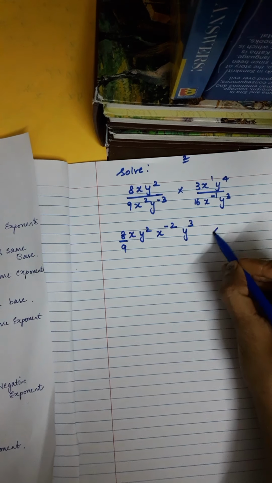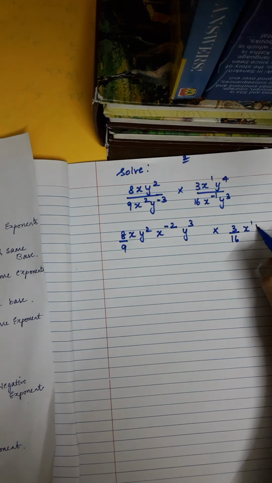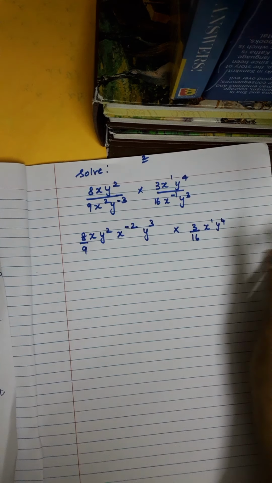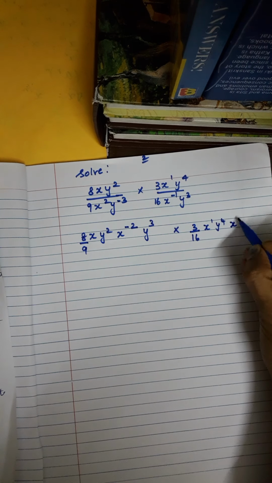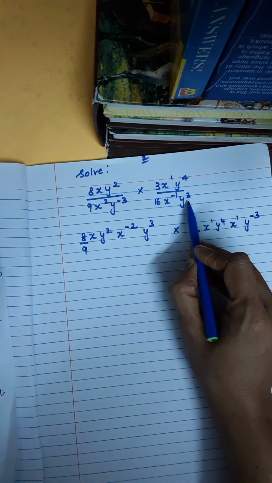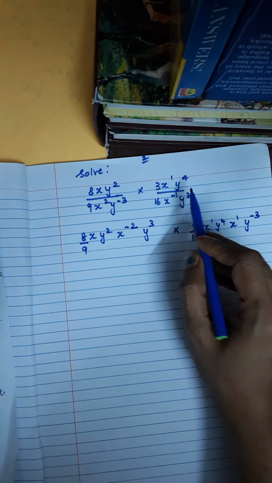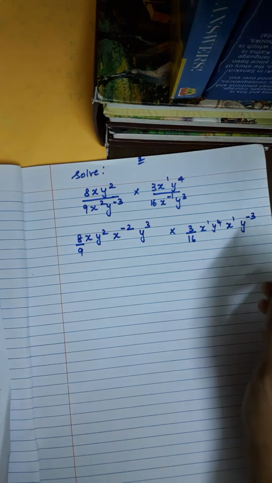That is the rule. So multiplied by 3 by 16, again x to the power 1 y to the power 4. I'm going to take my x to the power minus 1 to the numerator, so it will become a positive exponent, and y to the power minus 3. Here it is already positive, so when you take it to the numerator it will become negative. The same law, the rule of negative exponent, applies here.